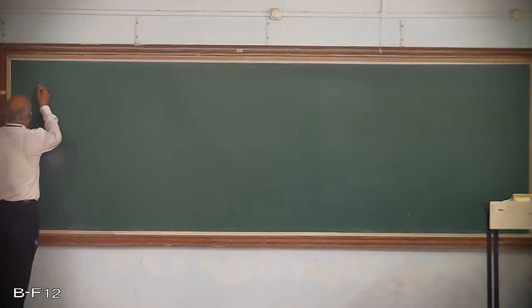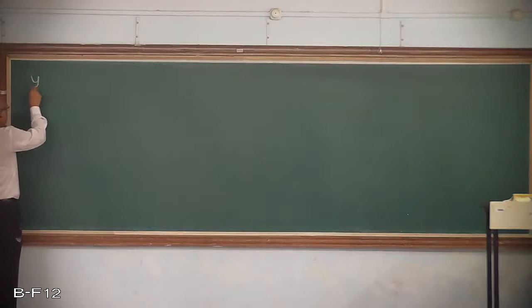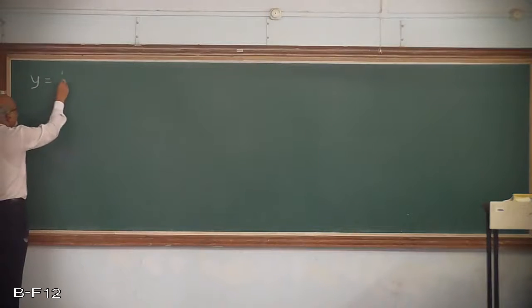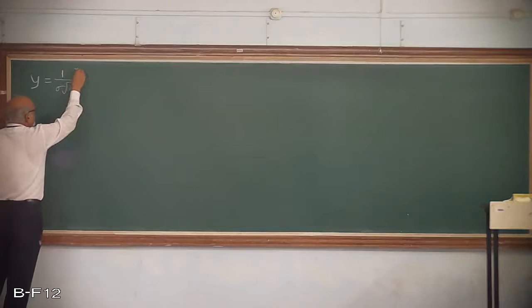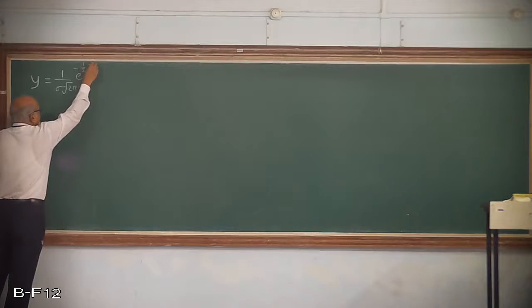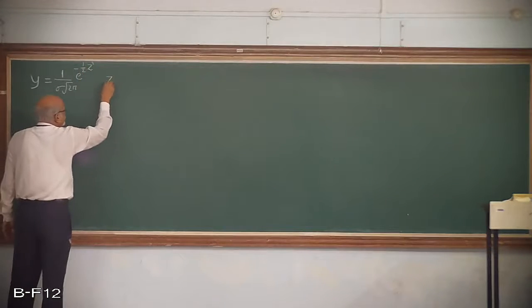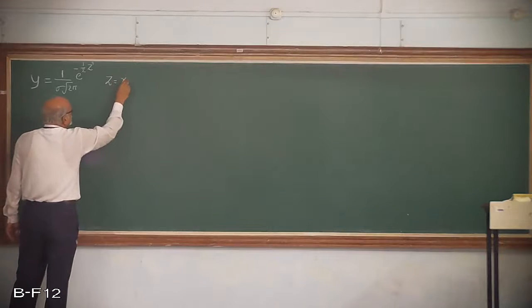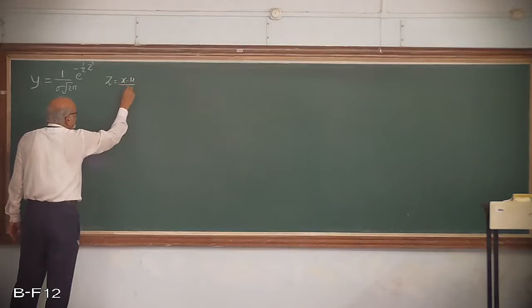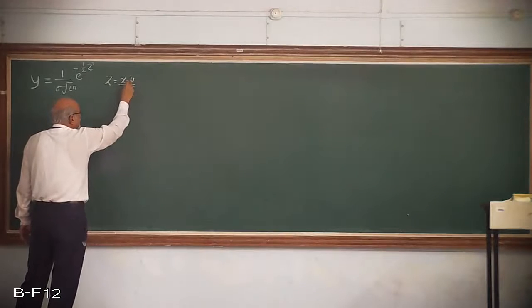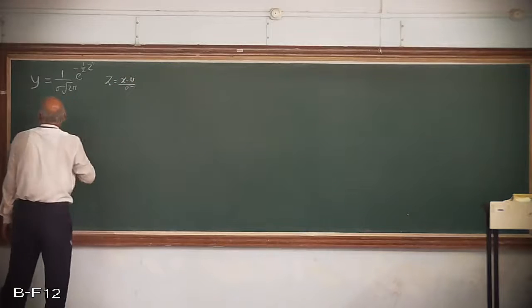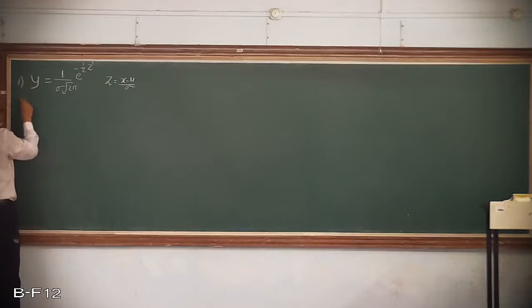That is given by y = 1 divided by sigma root 2 pi, e to the power minus half z square, where z is equal to x minus mu divided by sigma, where mu is the mean and sigma is the standard deviation. This is for a continuous variable.